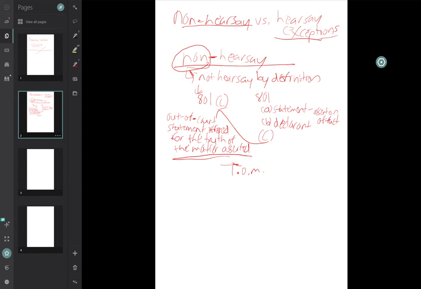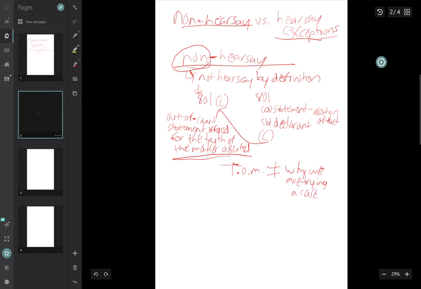No, no, no. That is not correct. You see that? The truth of the matter is not why we are trying the case. It's not, you know, that Jordan killed Parker or created a substantial risk that would have led to her death. It's none of those things. The truth of the matter asserted is the truth of the matter asserted in the statement.